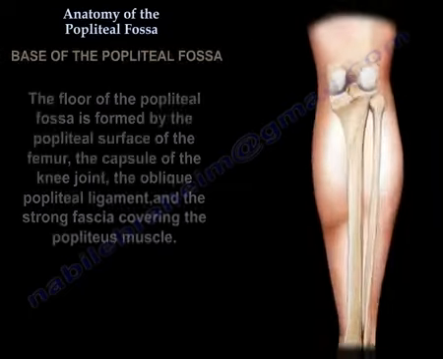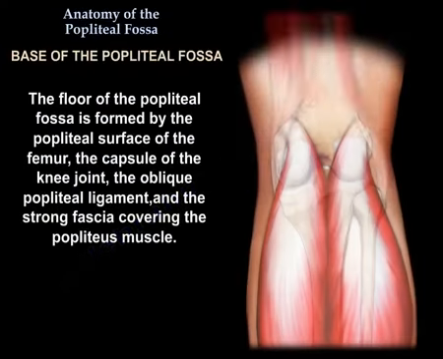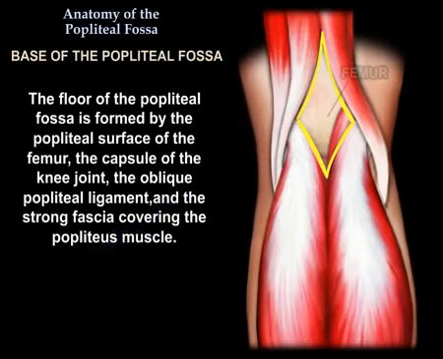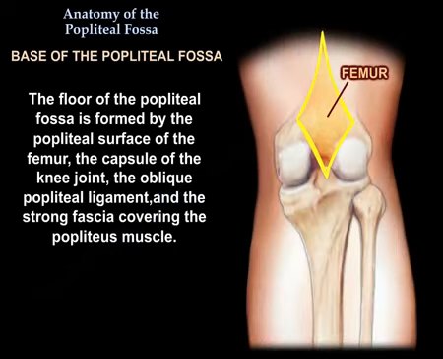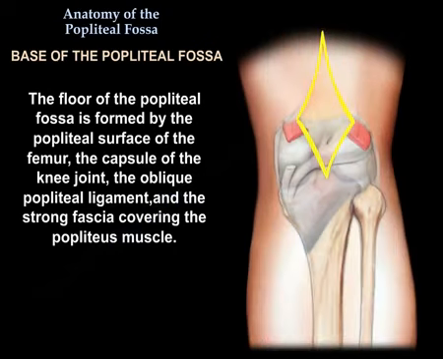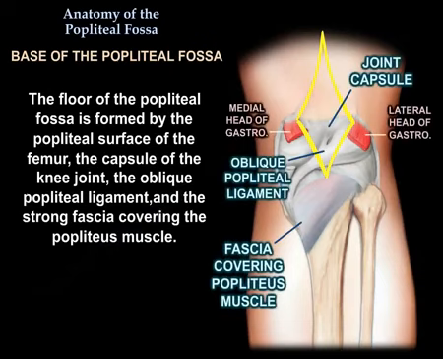The floor of the popliteal fossa is formed by the popliteal surface of the femur, the capsule of the knee joint, the oblique popliteal ligament, and the strong fascia covering the popliteus muscle.